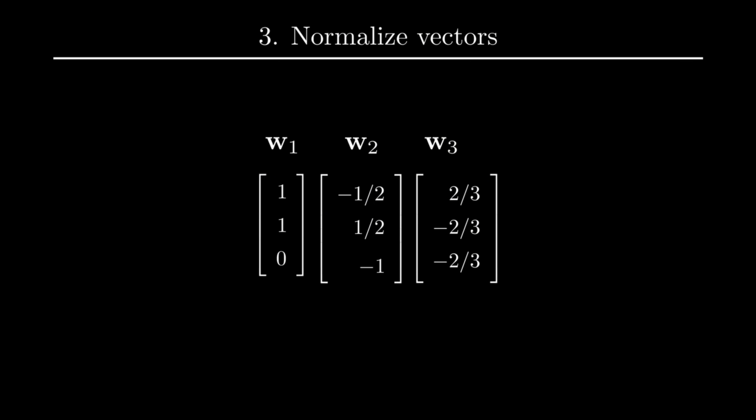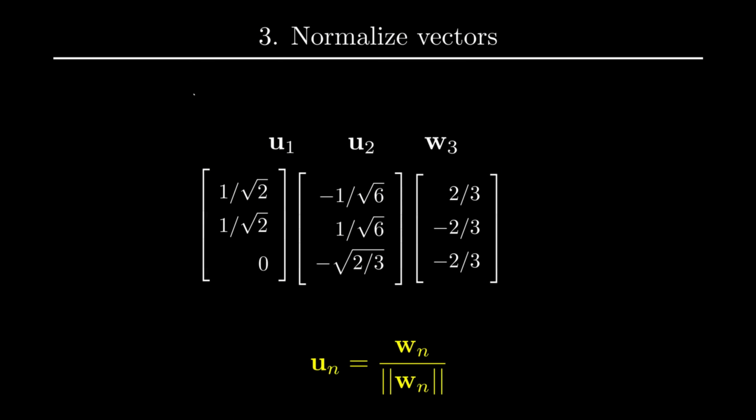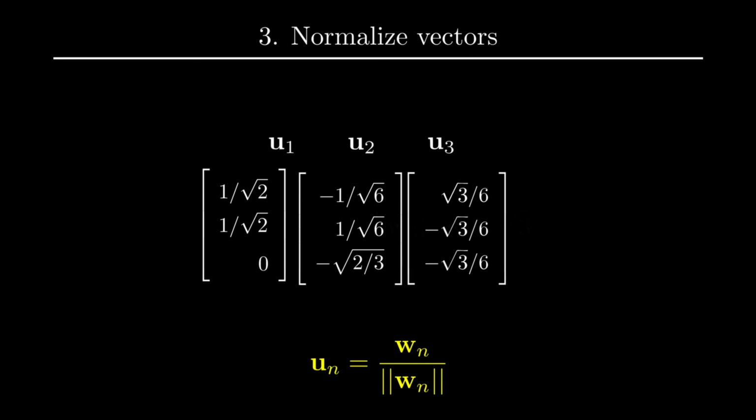each of them by their norms. Note that the norm used here must be induced from the inner product. So in our case, the norm is simply the square root of the vector dotted with itself. All right, with that we have found the orthonormal basis for R3.